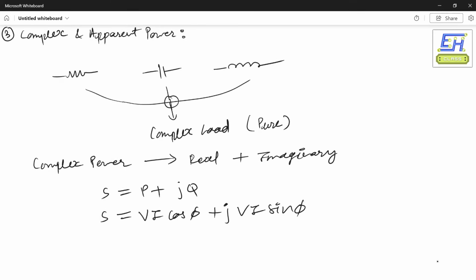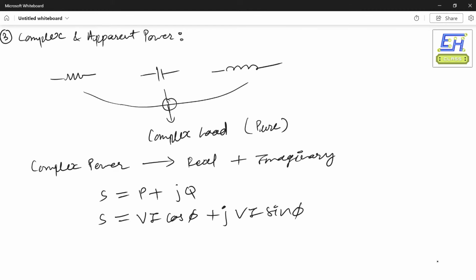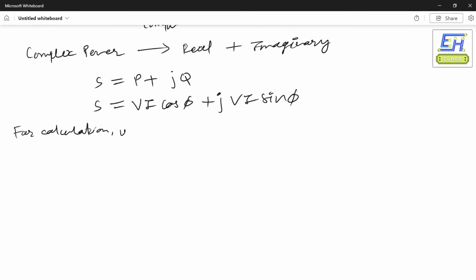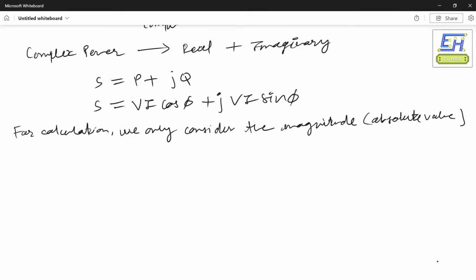But for calculation purposes, we only consider the magnitude, the magnitude or the absolute value, we can say, of this complex power. So if you do some math, and this will be the average, the magnitude of S average, you'll see that it will be V_RMS into I_RMS. Very simple, because we'll see in the relation how it's done, but it's very simple.